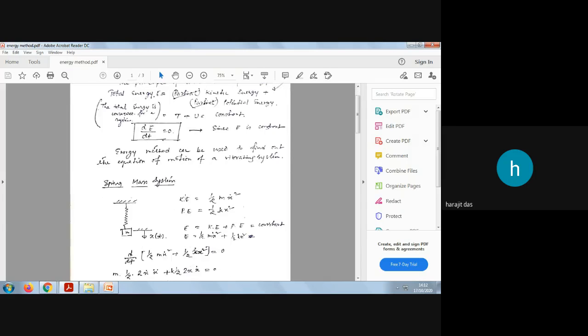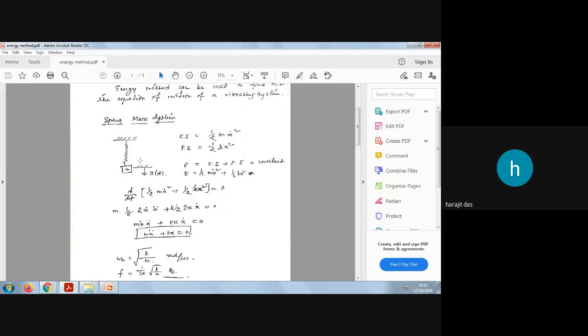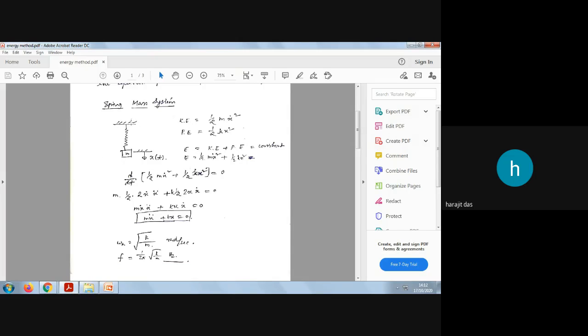Okay, so for a simple spring mass system, one spring will be there, one mass will be there, and its translational motion will happen only in this direction, the longitudinal direction. This is a translational vibration. So total energy, I will write as kinetic energy plus potential energy, which is constant. So what is total energy? Half m x dot square, because x is the displacement. The velocity acquired by this body when it is displaced by an amount x will be x dot.